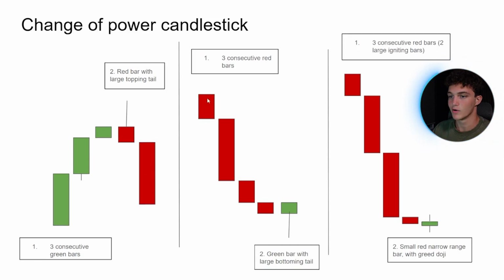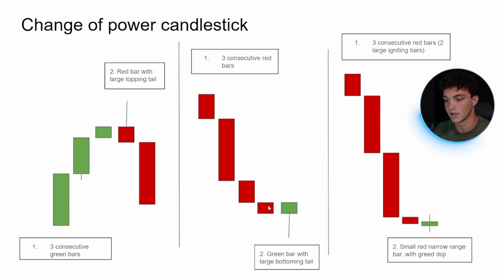Second example, we see 3 consecutive red bars pushing price lower to the downside. We could see a large igniting bar. We could see this bar right here is dense with selling. We also notice here that there's a narrow range bar. So looks like there was a lot more selling happening here than here. This bar is a lot smaller than this one. That can suggest to us maybe that price is losing its momentum.